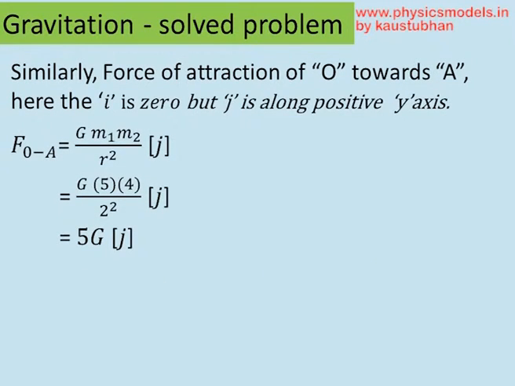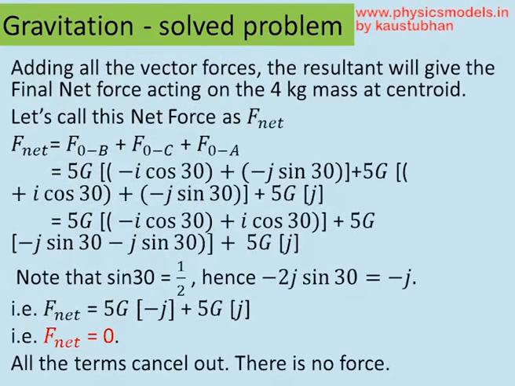Lastly, the mass at O is pulled upwards towards the vertex A. Here we don't have any i, but we have a j unit vector. So the force of attraction of O towards A is G m1 m2 by r squared into j, which works out as 5G into j. So now we have to add all these things. The net force acting on the 4 kg mass is F(O to B) plus F(O to C) plus F(O to A). And we add all that.